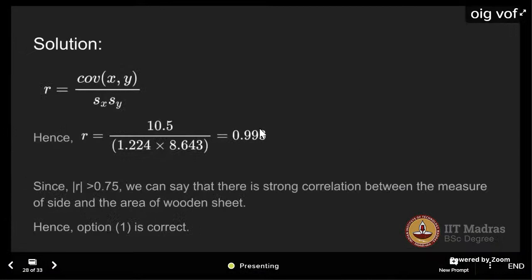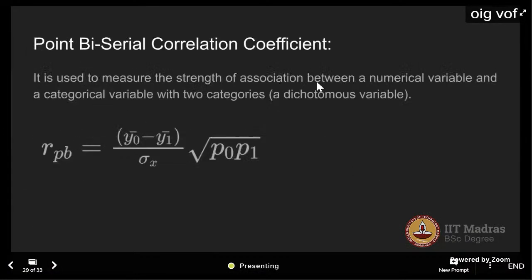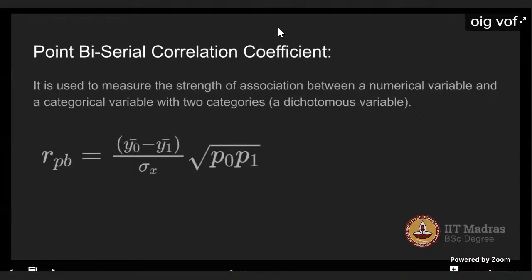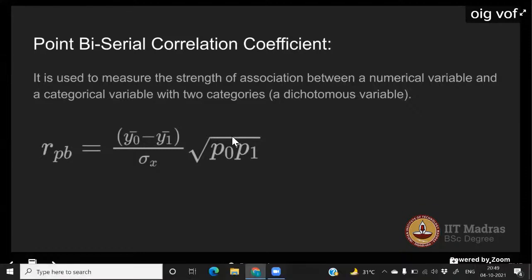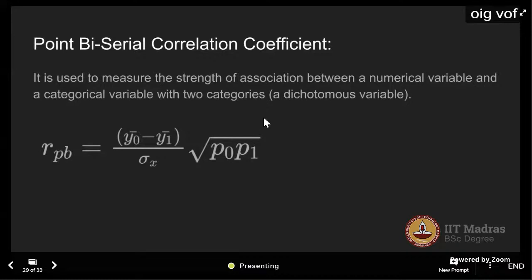Okay, so point biserial correlation coefficient. It's used to find association between the... Sir, can you please explain every term of the formula? Actually, I cannot understand the terms. Yes, this is P0, P1 is the proportion. But why y naught bar and why y1 bar? Okay, let me switch.